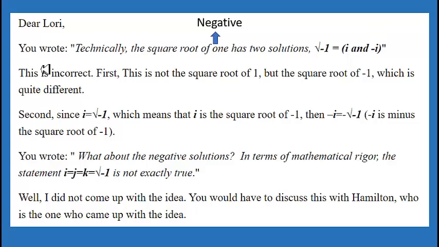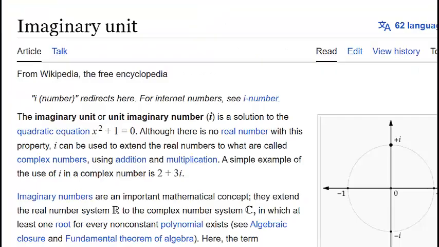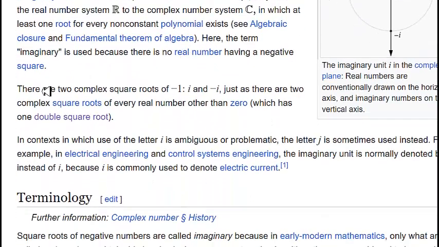Okay, so what we're going to do is look at the Wikipedia page for the imaginary unit, and this is what we're talking about. You're going to see right here that it literally says there are two complex square roots of -1. So the square root of -1 is i and minus i, just as there are two complex square roots of every real number other than 0.